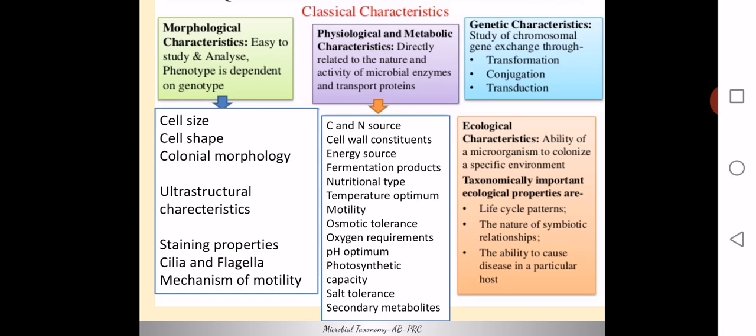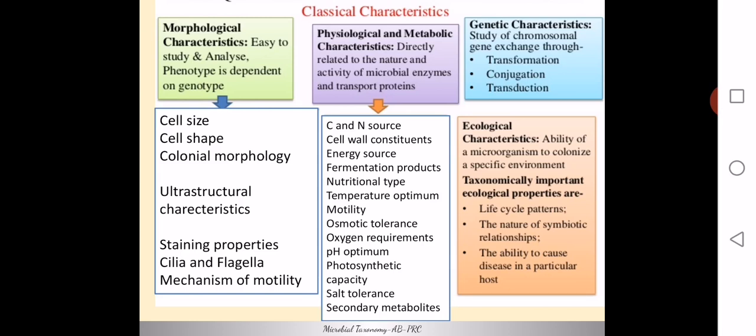So this comprises all those classical characteristics. See, there are morphological features. Morphology is comparatively easy to study and analyze. And even though it's morphology, the phenotype, that means the observable character, is, as we know, dependent on the genotype, right? So it is not only a morphological analysis, but indirectly it gives you a genotypic analysis also.